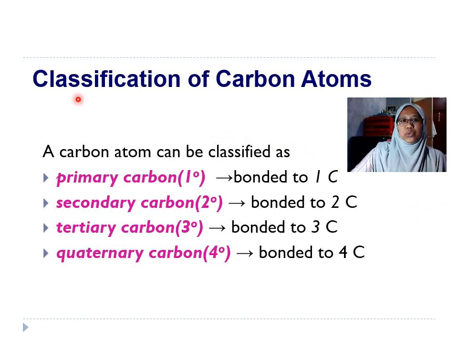Next part is to know the classification of carbon atoms. A carbon atom can be classified as primary carbon, which is bonded to only one carbon. Secondary will be bonded to two carbons. Tertiary bonded to three carbons, and quaternary will be bonded to four carbons.